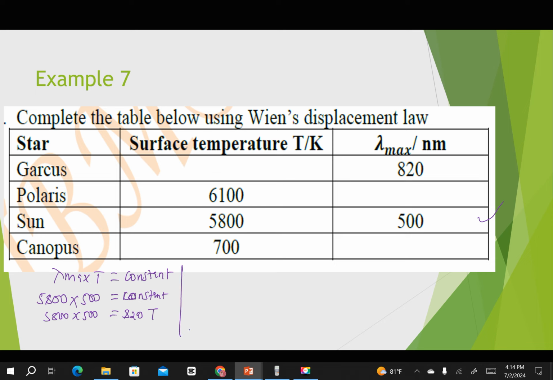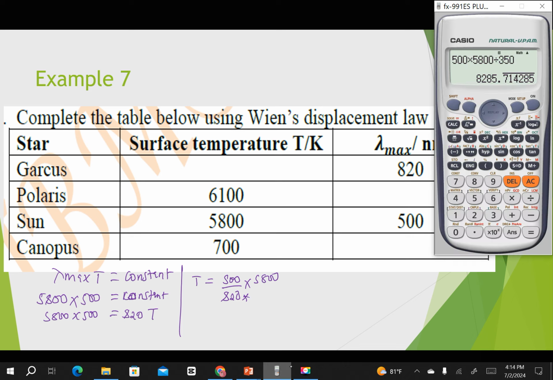So I want to come up with an equation. T is going to be 500 divided by 820 times 5,800. I am only going to be changing this one here, I think I will change that for the temperature. So I'll press my calculator. 5,800 times 500, this is the constant. Then I will divide this by 820.